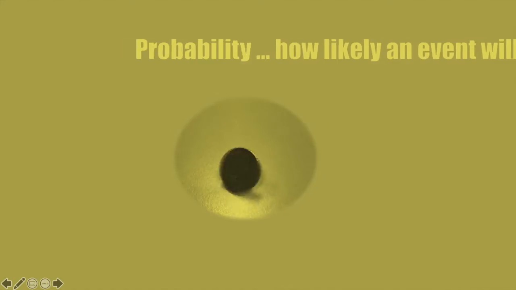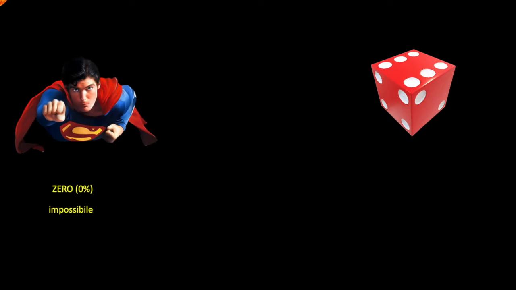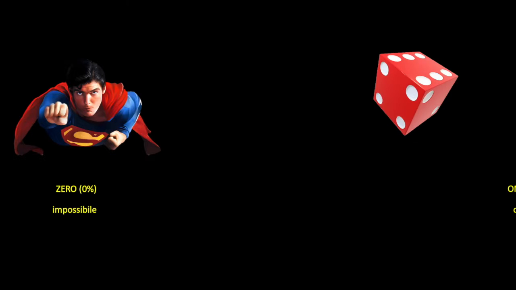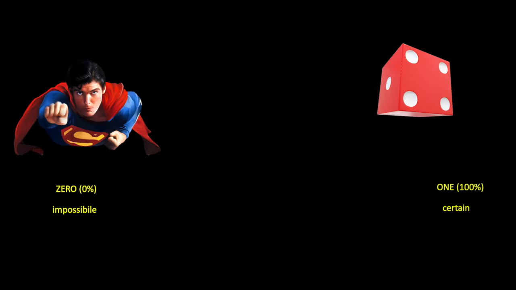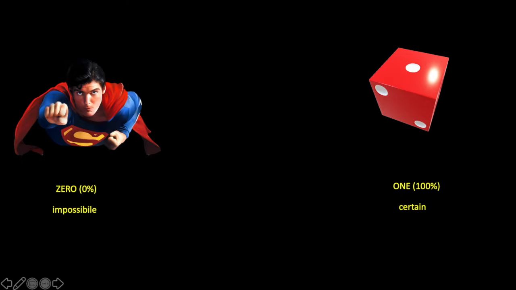Probability is how likely an event will occur. For example, the chance that a person can fly unaided is impossible, and is therefore described in terms of probability as zero chance or 0%. However, the chance of getting a real number as a result of rolling a dice is certain, a certainty of occurring or 100% probability, since each of the 6 numbers on the dice is a real number.